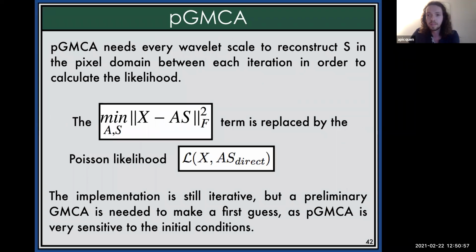And it's quite similar. It's just much more sensitive to the initial conditions. So it's necessary to use a GMCA as a first guess before using the PGMCA. And it also takes way more time to run. So it's more difficult to do a lot of PGMCA runs, but it's still around 10 minutes or something. So it's not huge.